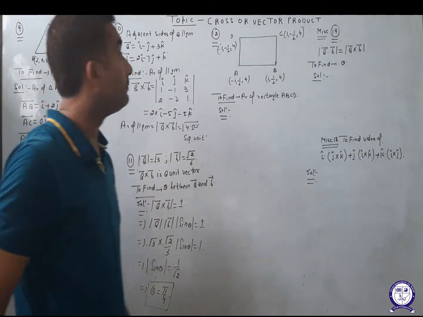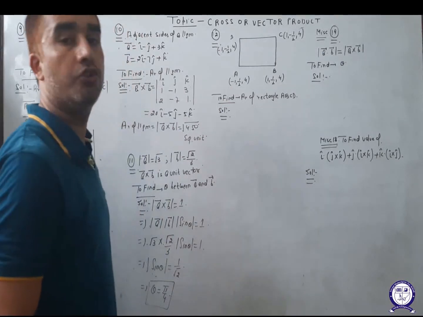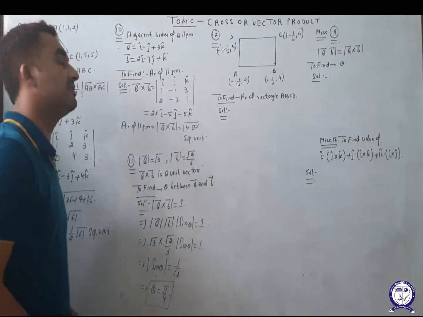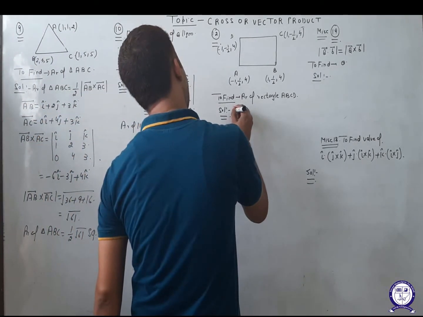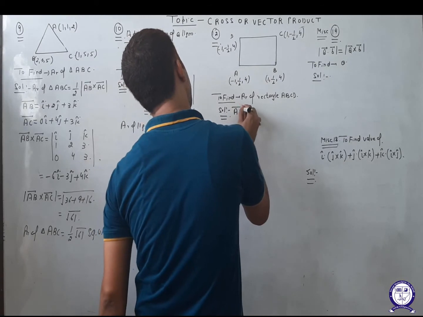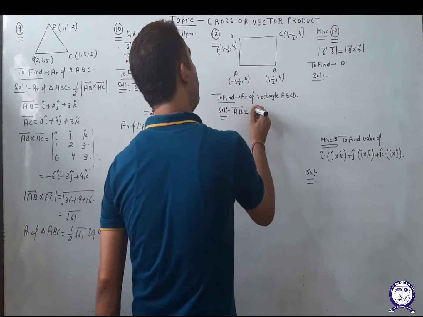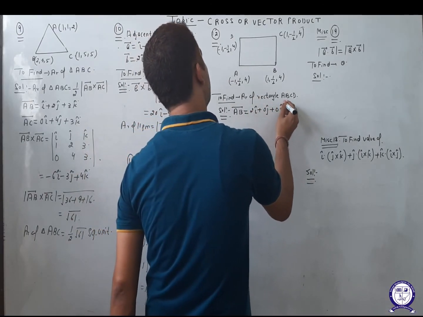Now here we have 4 vertices of a rectangle. And the question is asking about the area of the rectangle. As we know, area of rectangle is length into breadth. So first of all get its length, that is AB vector, by final minus initial, that is 2i cap plus 0j cap plus 0k cap.